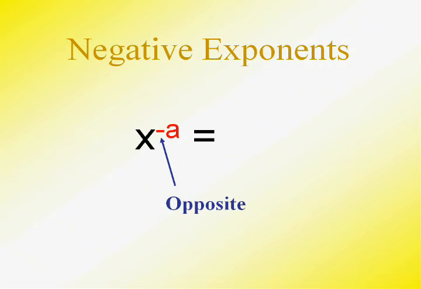And we have a word for that, so that you're not confused. The multiplicative opposite is called the reciprocal, isn't it? So x to the minus a isn't a negative number at all. That's the fact. It's actually a fraction. It's the reciprocal of x, 1 over x to the a.